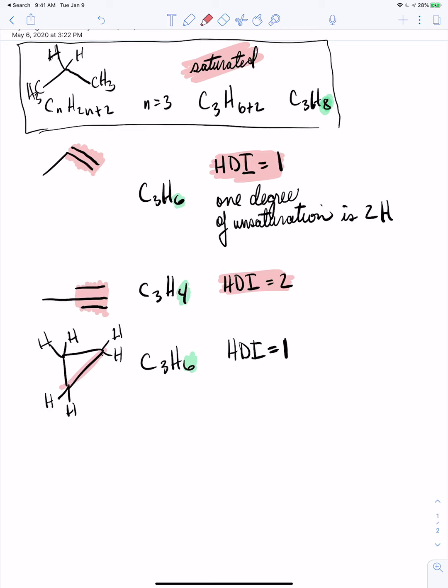When we come down here and we look at cyclopropane, we see that we have an HDI equal to 1. Okay, so what we're trying to see here is how changing the structure of an organic molecule, in this case propane, putting in double bonds or putting in rings, affects the formula that you get for it.